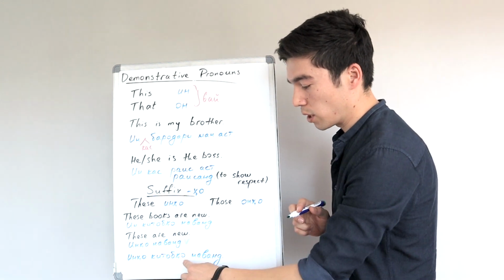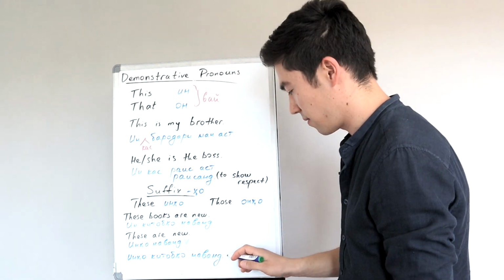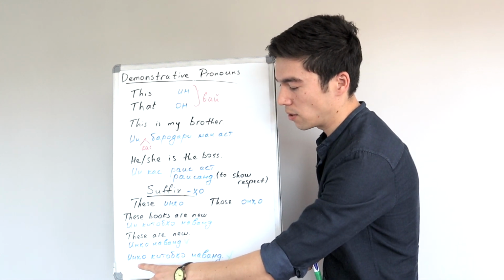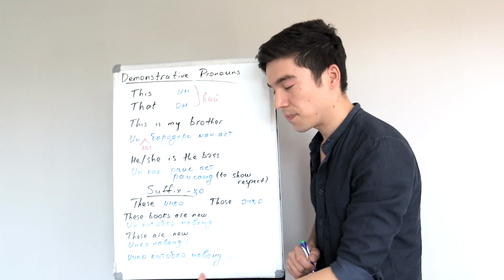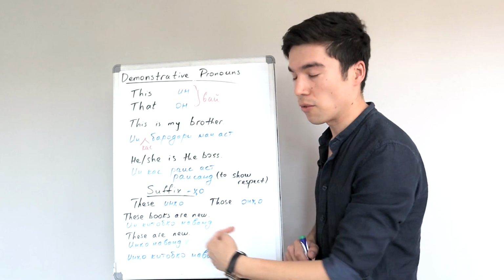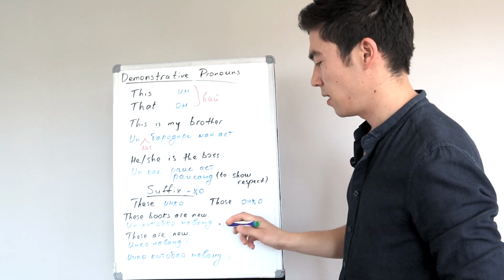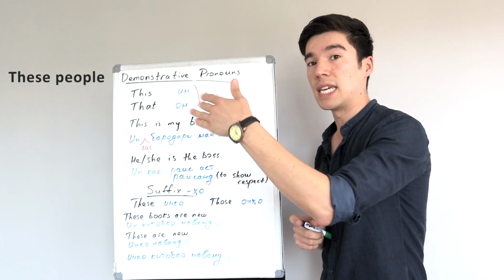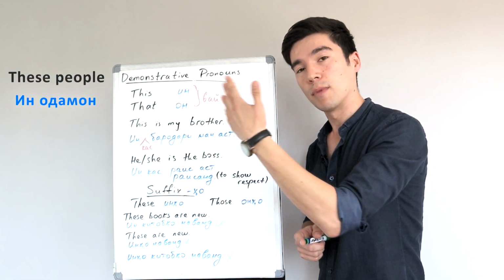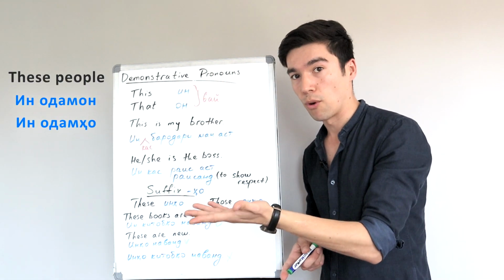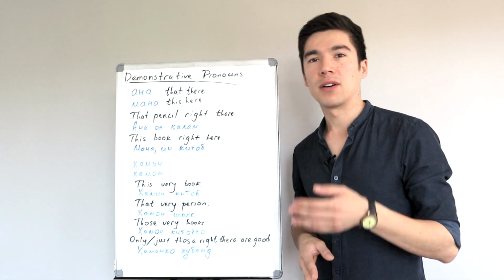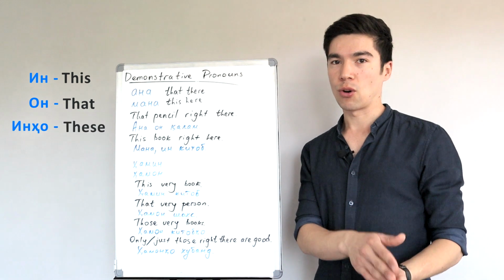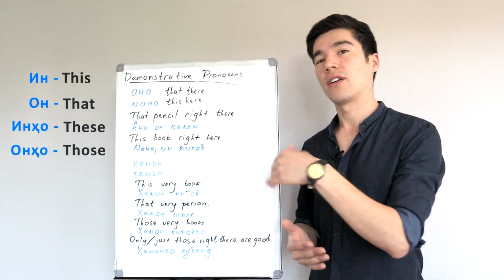If you say in ho kitob ho navand, this is incorrect. So just remember, if you say in ho, you don't say kitob ho. In kitob ho navand. This one is correct. Or these people, in odamon, or in odam ho. So now that we've talked about in, this, and on, that, and plurals, in ho, these, on ho, those.